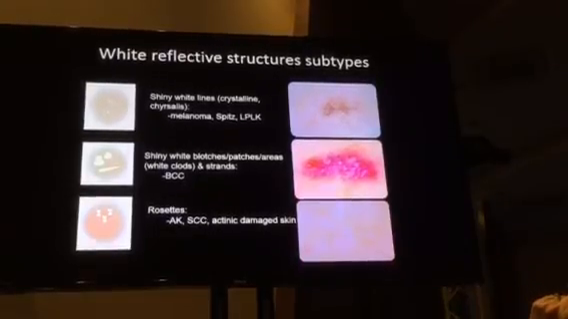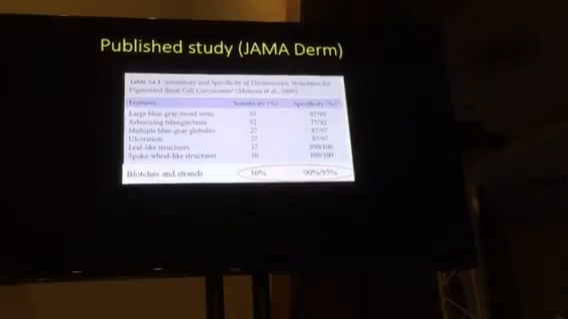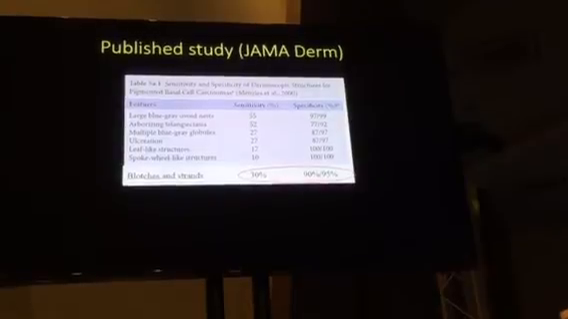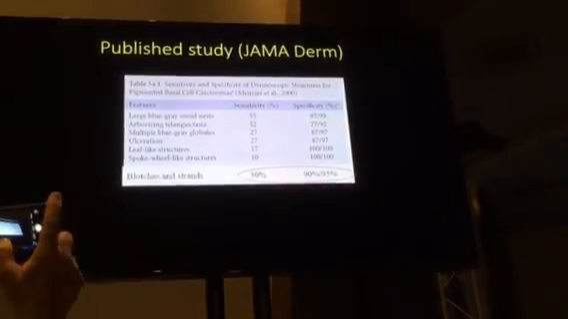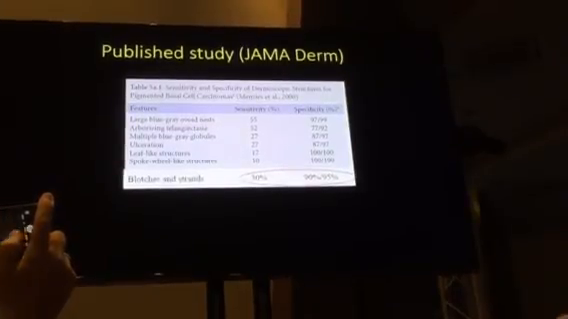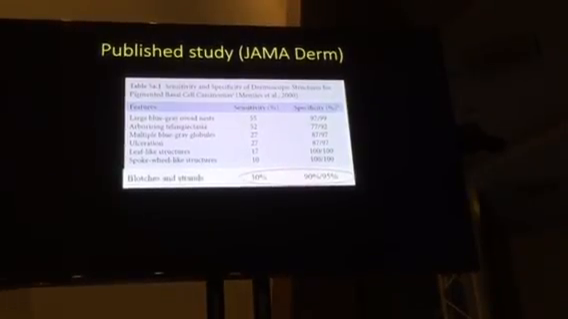I don't really find this structure to be useful for me at all. This is a recent publication from our group in JAMA Dermatology this year. We analyzed the diagnostic accuracy of non-pigmented basal cell carcinoma with shiny white structures, particularly blotches and strands. Basically the main message is that we found it had a relatively low sensitivity, so only about a third of lesions had them, but very high specificity. So we find this to be very useful.